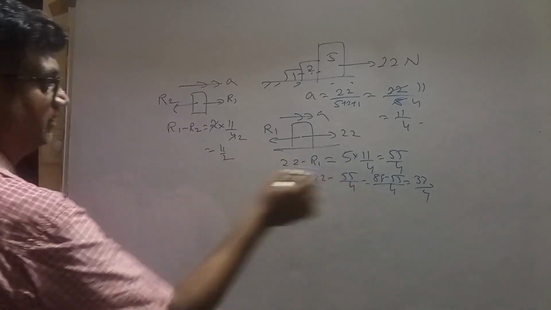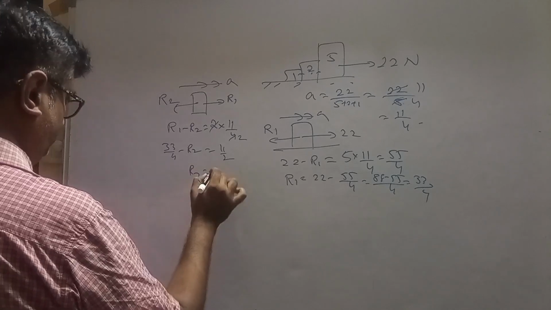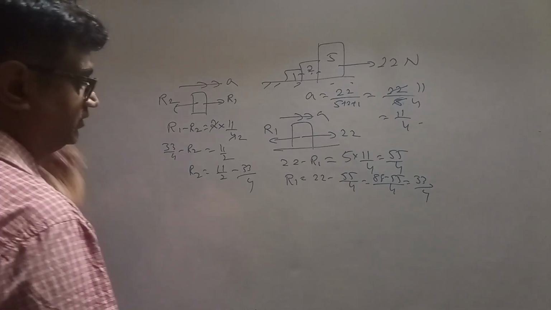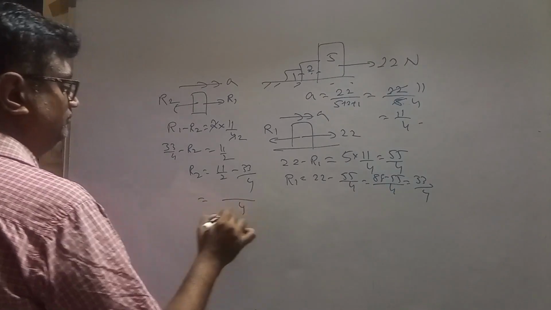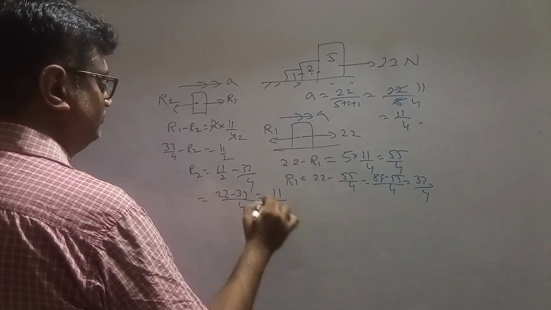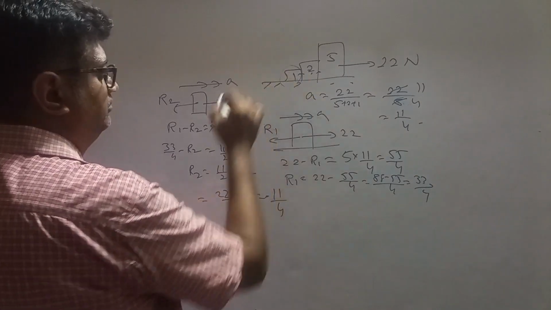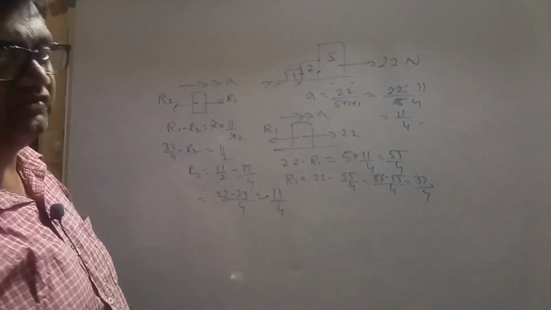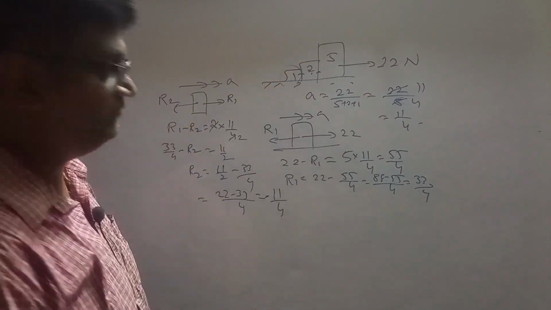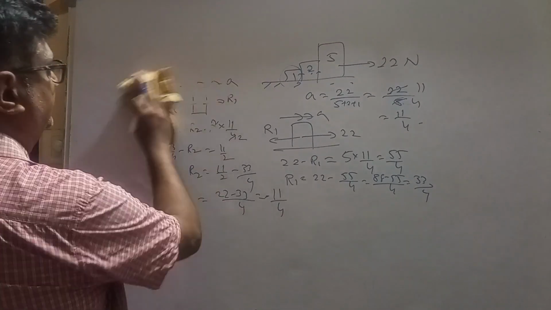So R1 we have already calculated, it is 33 by 4 minus R2. So R2 will be equal to 11 by 2 minus 33 by 4. Okay. So this will be 4 2s are 22 minus 33 by 4. This is 11 by 4. So even if you take this block for the calculation of R2, you will get the same value actually. Okay. So if you take this block also, you will get the same value. You can check that case also.